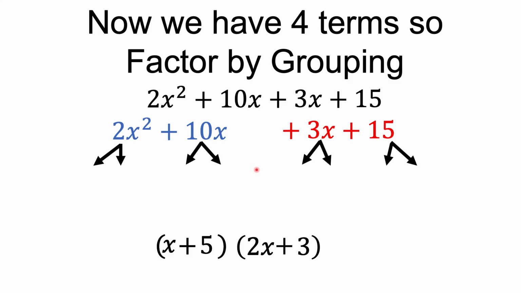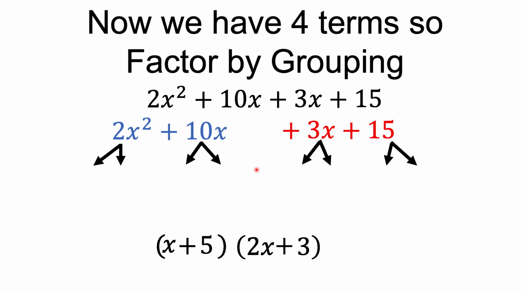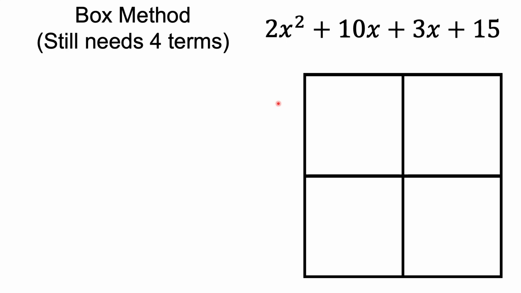Now, another way that you could do the factor by grouping is with a box. You don't have to do the factor by grouping. You can use a box like this. So this is the same 4-term polynomial. You'd basically just make a generic rectangle, so you've got 4 boxes for your 4 terms. You're going to throw each one of these terms inside one of those boxes.